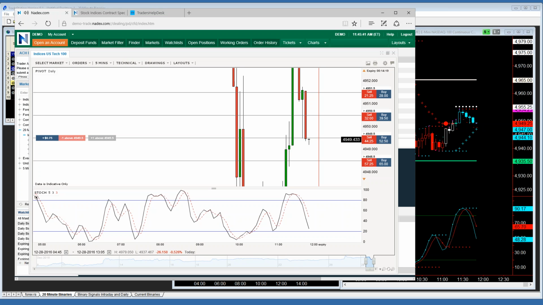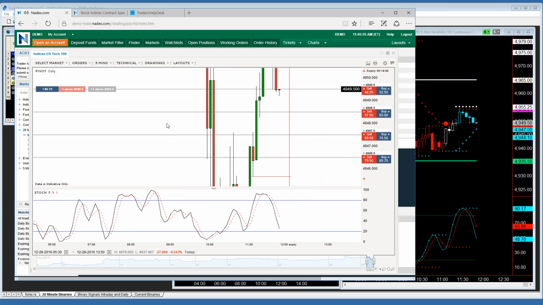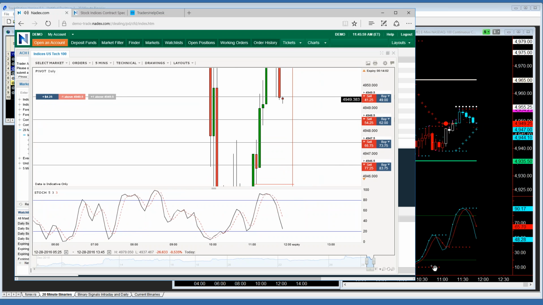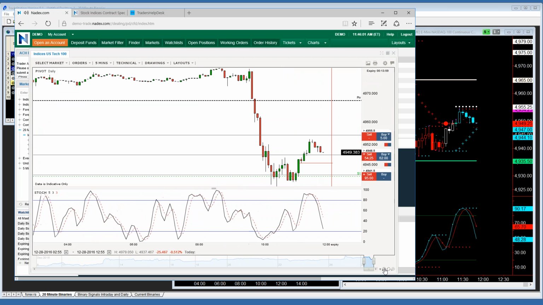And a lot of it is actually reading the charts. Now, for example, do you see how this bar is forming right here? I don't like that bar. I can already tell you I do not like that bar. Okay? If that continues, I would exit early. Okay? Nadex is fantastic.